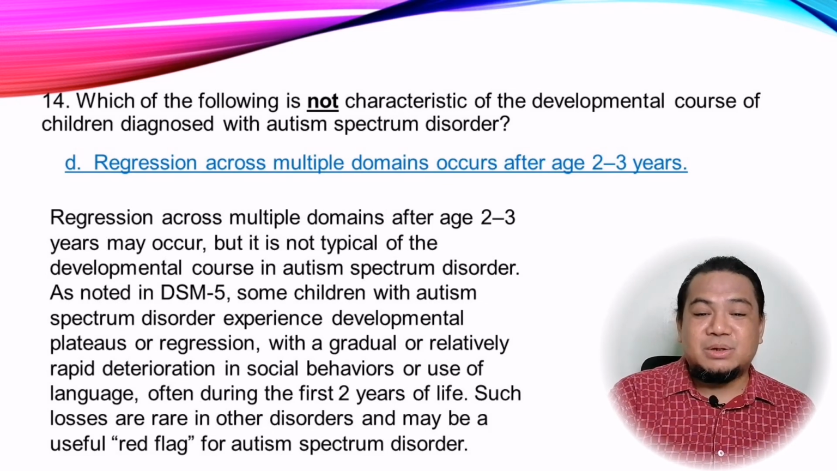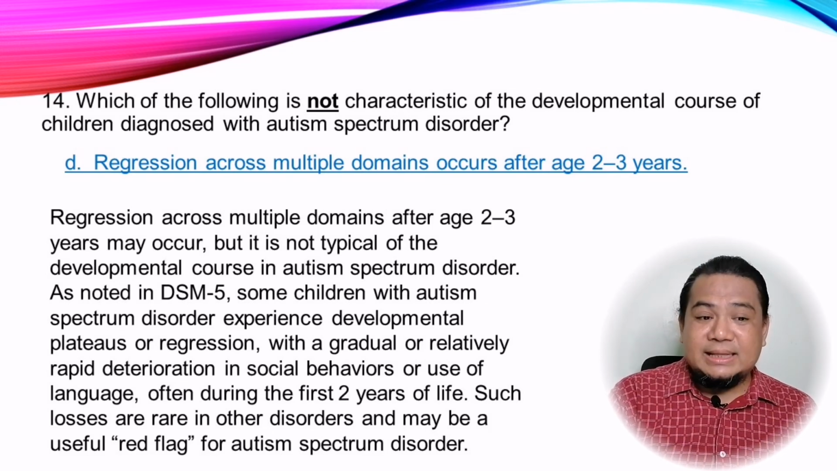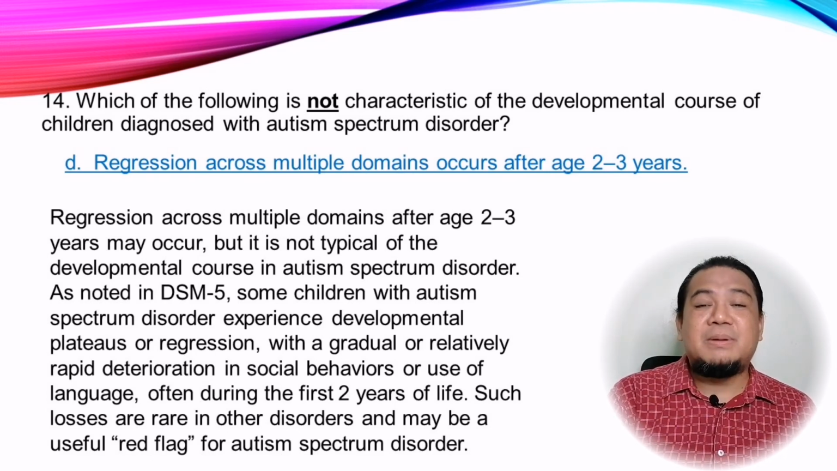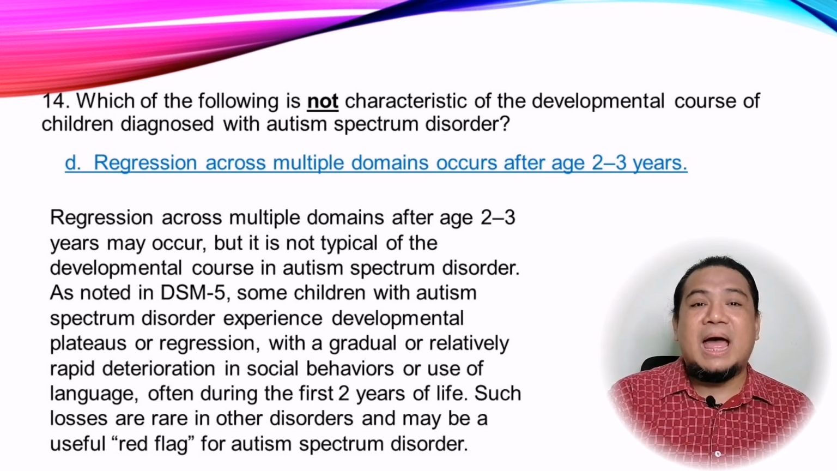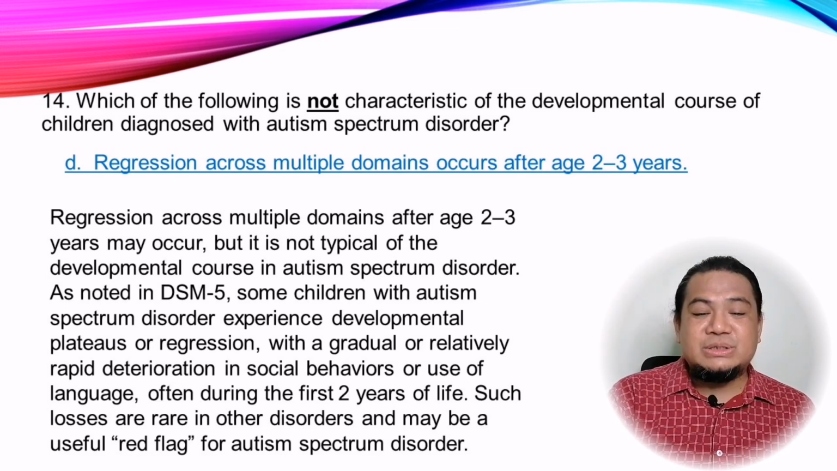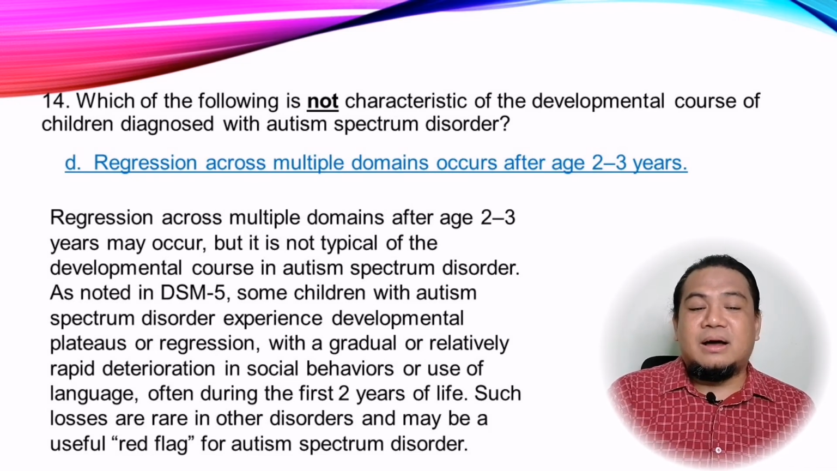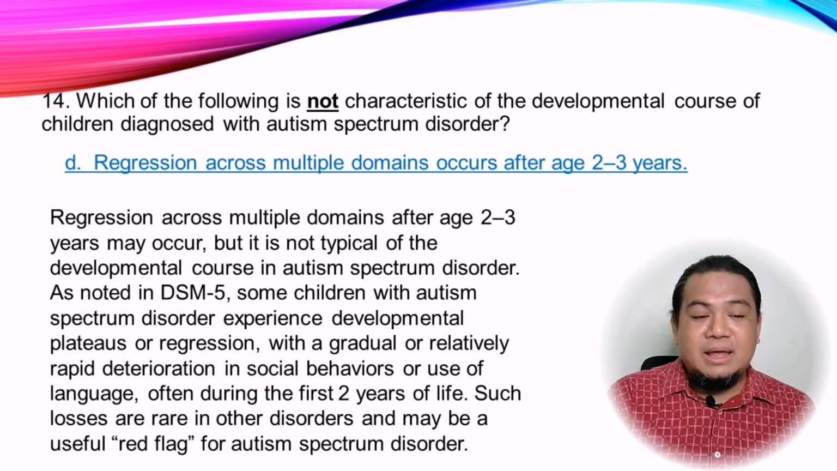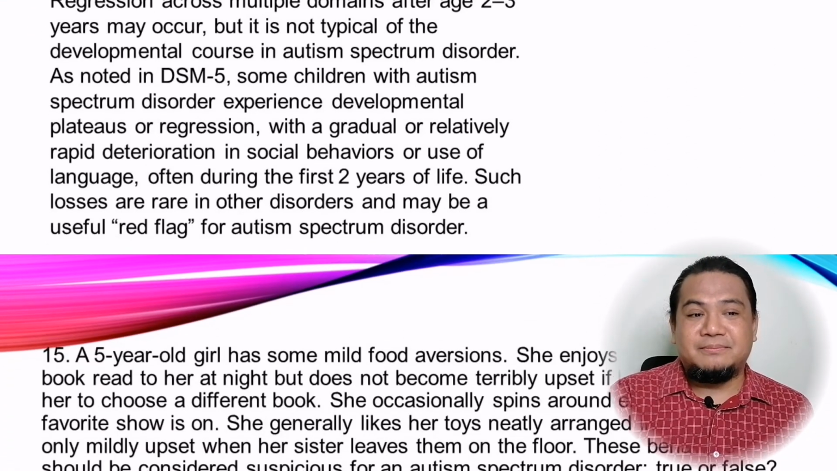in autism spectrum disorder. As noted in DSM-5, some children with autism spectrum disorder experience developmental plateaus or regression with a gradual or relatively rapid deterioration in social behavior or use of language, often during the first 2 years of life. Such losses are rare in other disorders and may be a useful red flag for autism spectrum disorder.